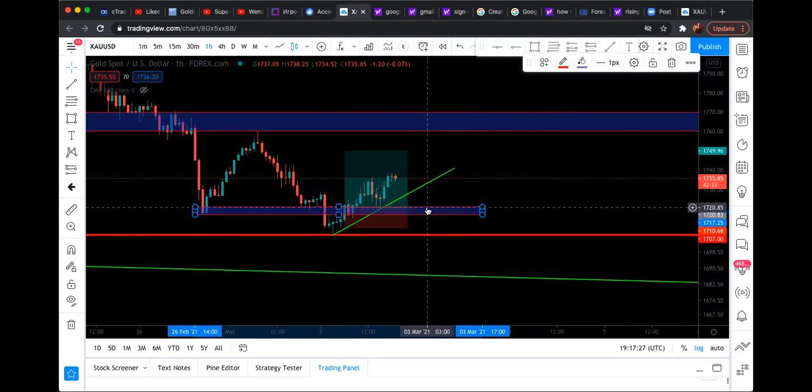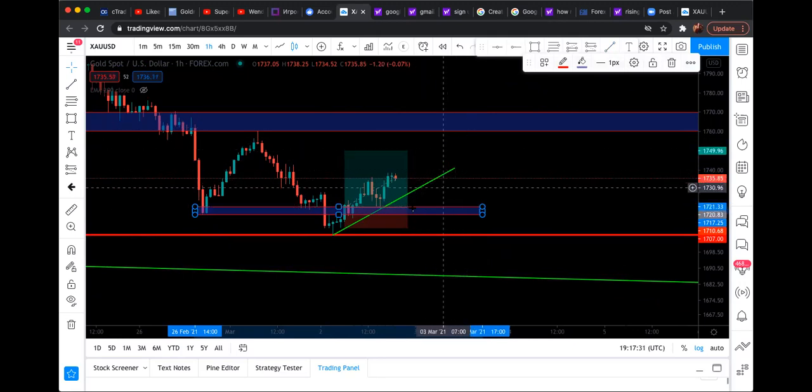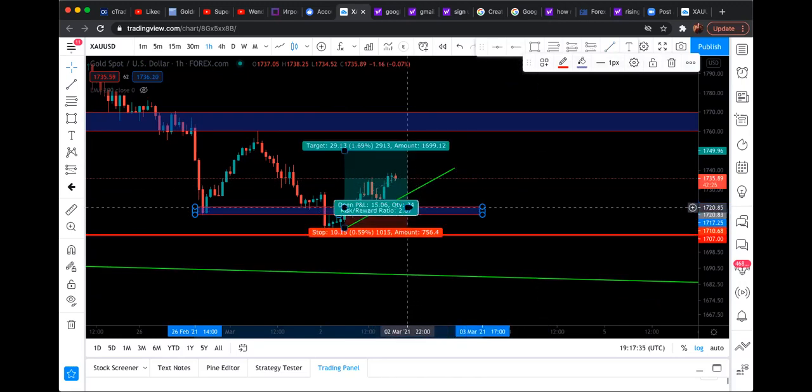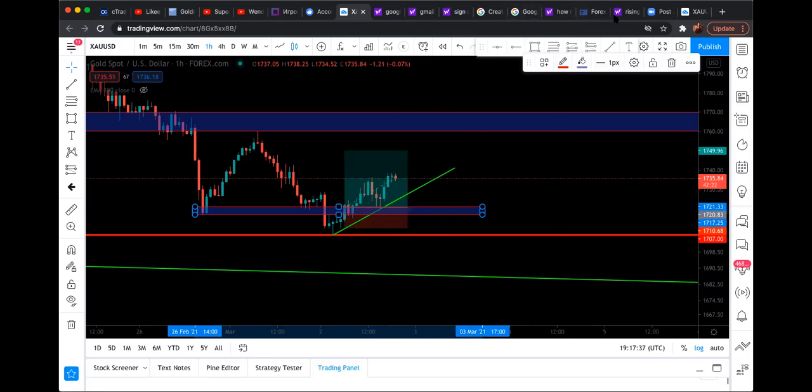Do you get it? So maybe it might find a new low somewhere here and start moving up, or it will break for this stop loss. I hope that answers the question.